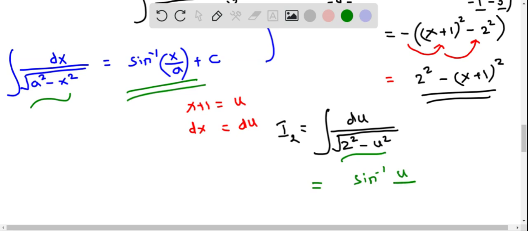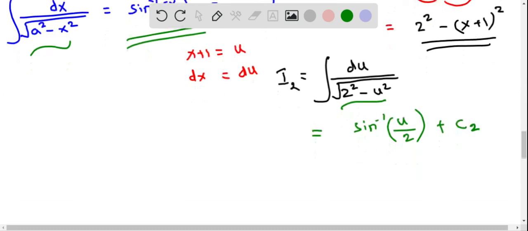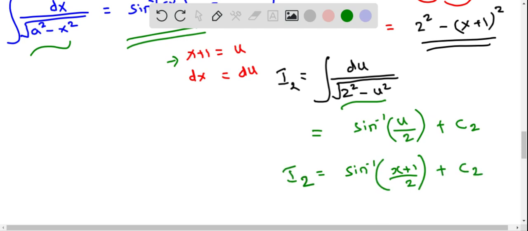The value of a is 2 here. So this becomes sine inverse of u over 2 plus the constant of integration c2. Now let's back substitute the u. So therefore this becomes sine inverse of, we do the back substitution for u equals x plus 1, over 2. Need to put the bracket completely for this. So I'm going to replace this as x plus 1 over 2, plus c2. So this is the result of I2.